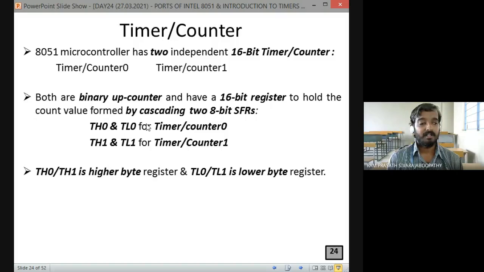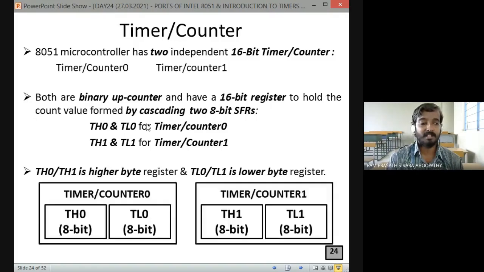TH0/TH1 is higher byte register. TL0 and TL1 is lower byte register. You can see this. This will provide you a clarity. Timer bar counter 0 register அப்படின்னு பார்த்தா TH0 higher byte, TL0 lower byte. Combined are ரெண்டு சேர்த்து 16 bit. Fine. But programming நீங்க என்ன பண்ணணும்? Lower byte, higher byte அப்படிதான் எழுத முடியும். You don't have any provision to write a 16 bit count directly. Lower byte, higher byte ரெண்டுமே நம்ம ஸ்பெசிஃபை பண்ணி தான் ஆகும்.